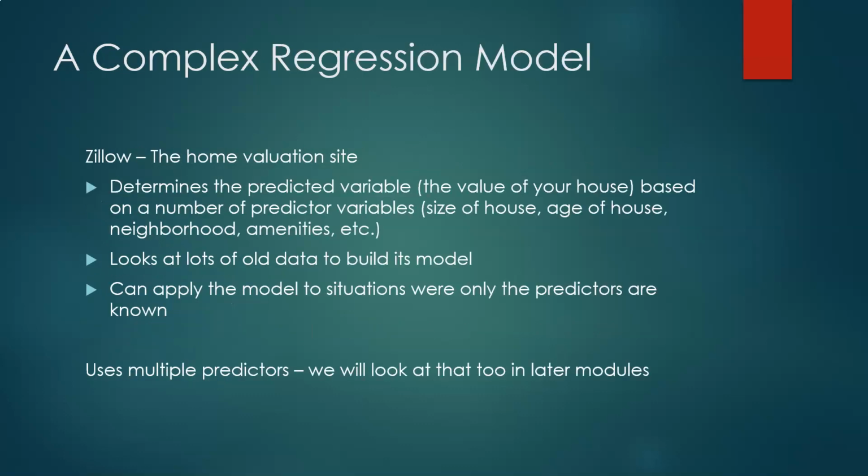But for now, let's talk about a complex regression model. Zillow could be a great example of one. Zillow is the home valuation site where they take all kinds of different aspects of a property, such as number of square feet, number of rooms, age of house, neighborhood, and amenities, and they bring it all together and use that information to predict the value of the home. They look at a lot of old data and their models are very well trained, and they can be fairly accurate with the predictions that they make.